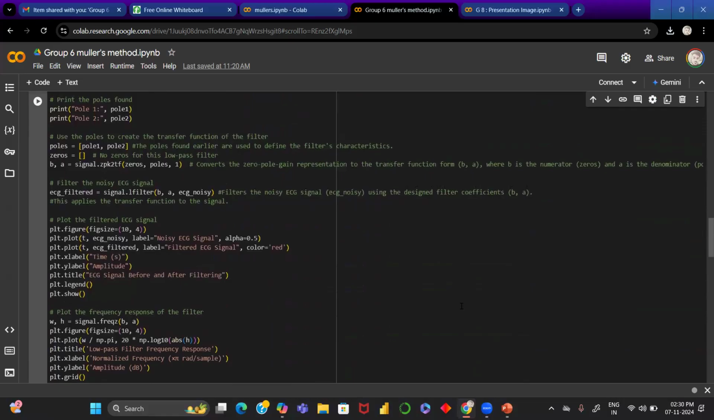Then after getting the poles, we have to create the transfer function for the filter. Then we filter the noisy ECG signal using the variable ecg_filter, and then we plot the result.